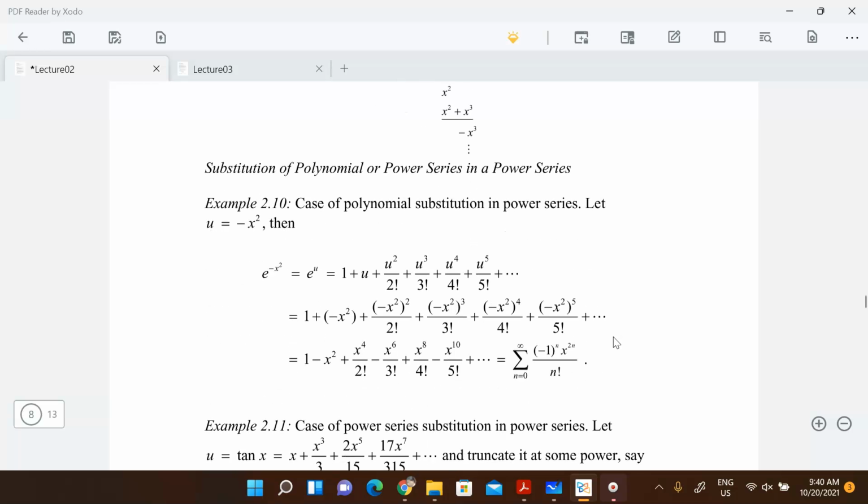The other one would be substitution of a polynomial inside, say, a power series. Here, for example, I have your exponential. I know how to do a power series for exponential, but now instead of just exponential x, I have an exponential of minus x squared. So this is a polynomial to second power. I can rename this minus x squared by u, then simply write your exponential u here, but then you replace your u by minus x squared, and then you get your power series.